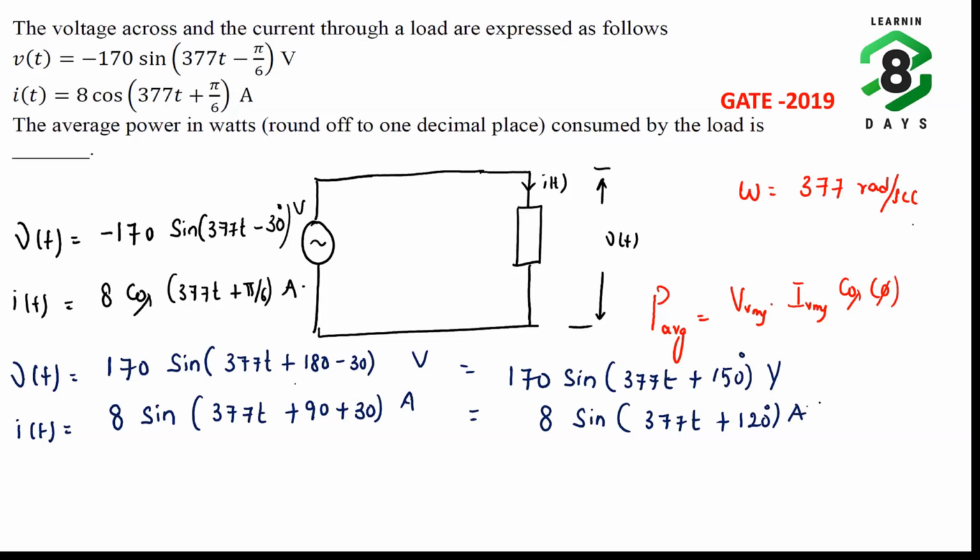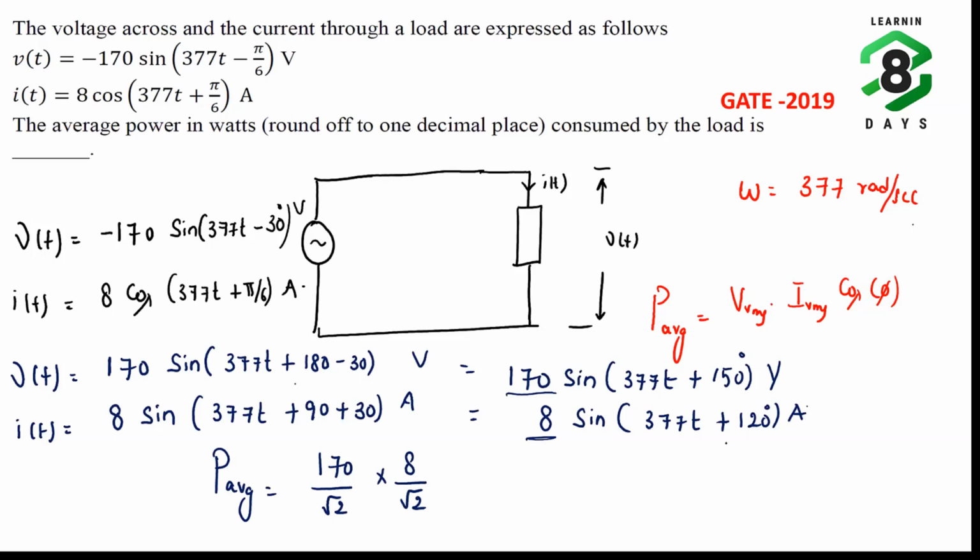Okay, now you can directly apply this formula, but you have to make sure that this 170 and 8 are the peak values. They are not RMS values. It is very simple to convert the peak value into the RMS value for sine and cos signals. We have to divide by root 2. So your P average will become 170 divided by root 2, which is the RMS value of the voltage, times 8 divided by root 2, which is the RMS value of current.